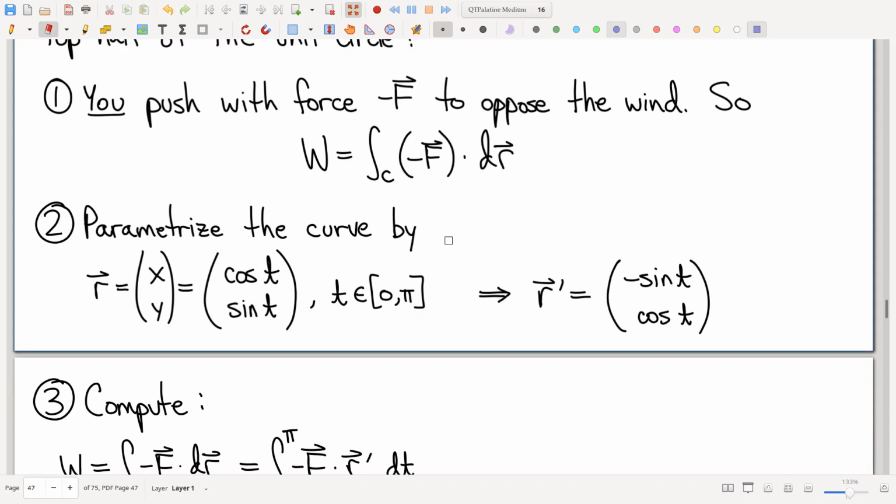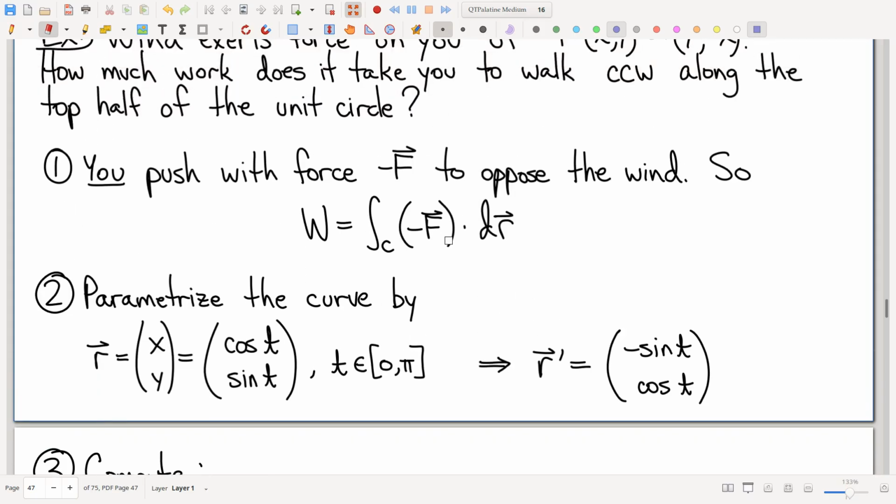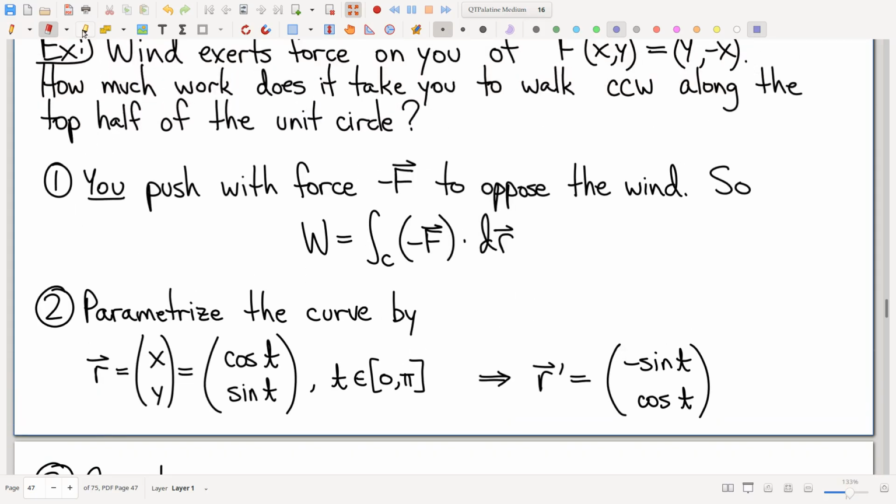Okay. Vector line integral, parameterize. Let's see here. By the way, let's talk about the parameterization. We have here the unit circle.